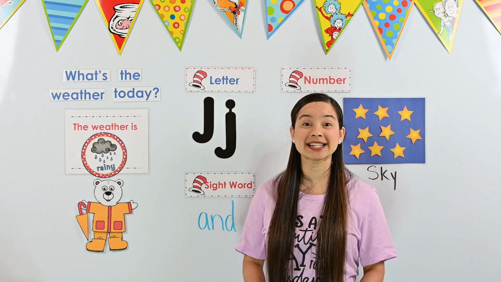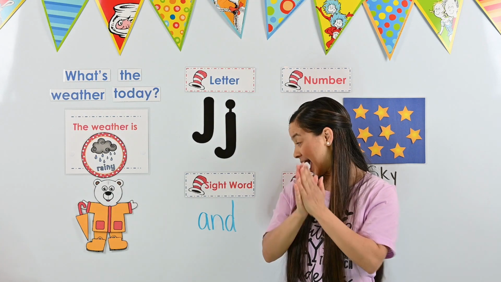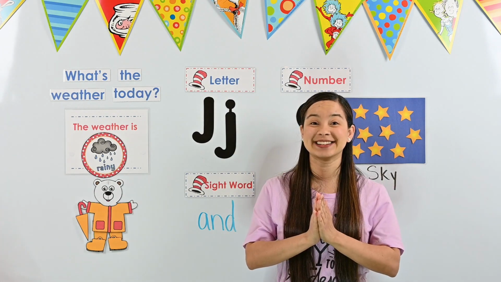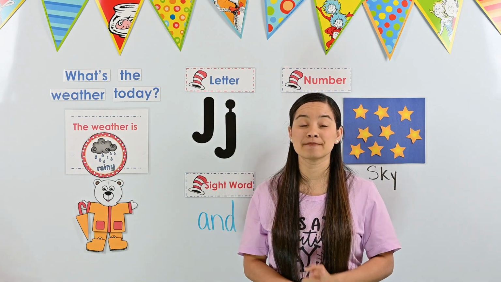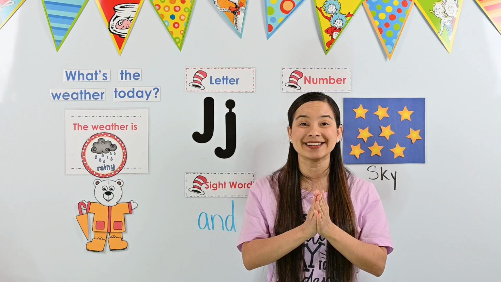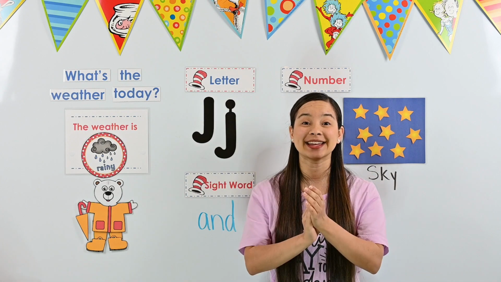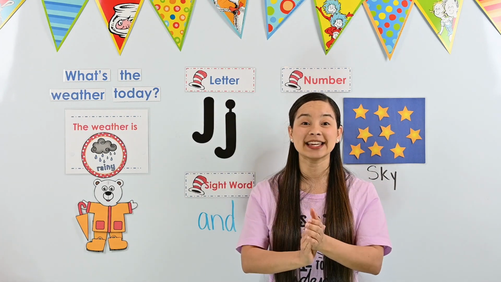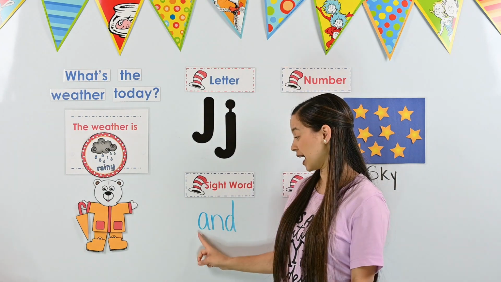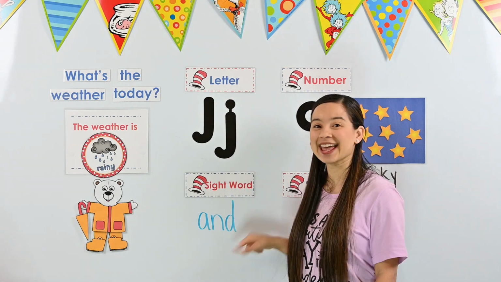Okay, let's practice clapping our word. Ready? And. A-N-D. And. Good. Let's try it one more time. Ready? And. A-N-D. And. Fantastic. We'll do it one more time. Ready? And. A-N-D. And. Excellent. Whenever you see the letters A, N, and D together, you'll know that it's the word and.